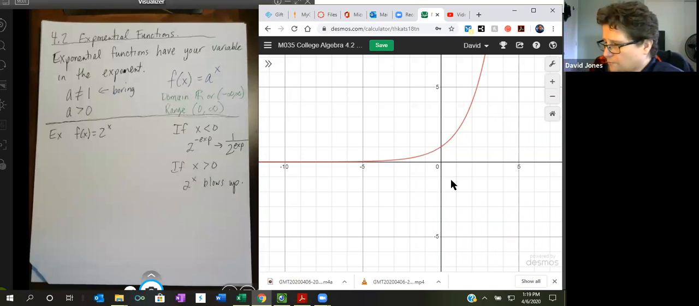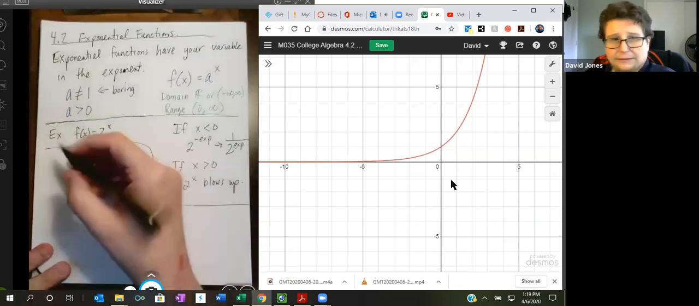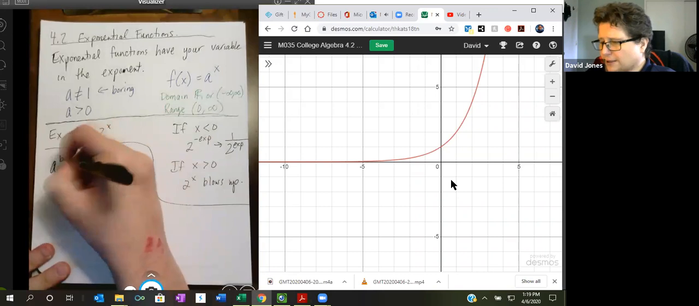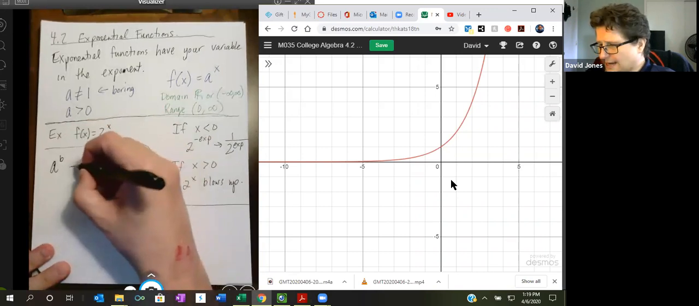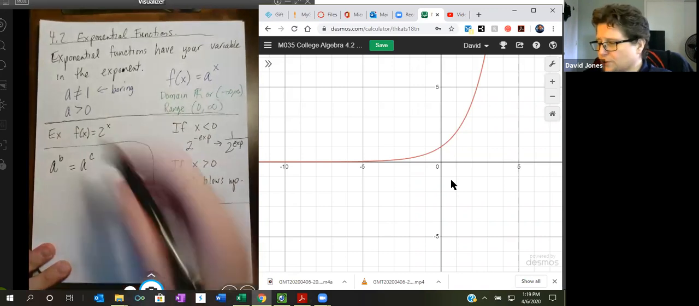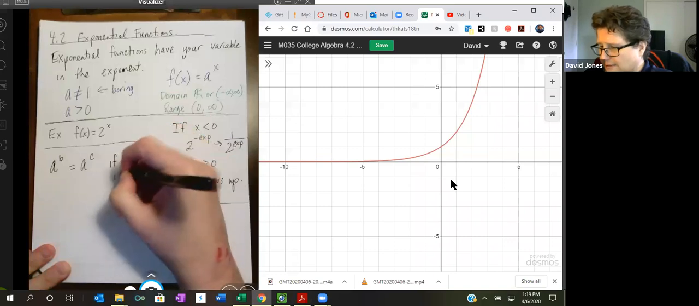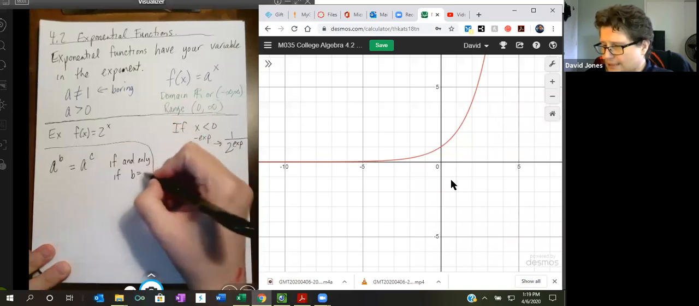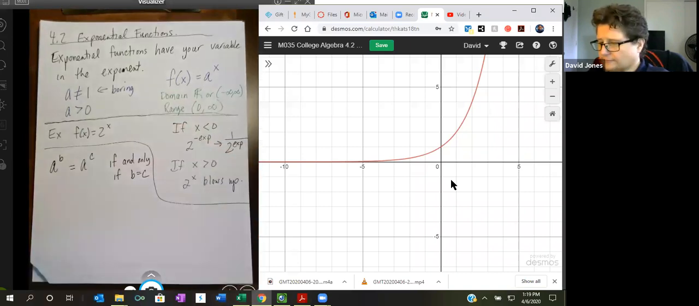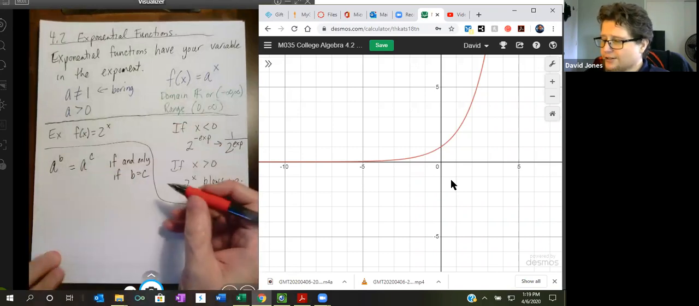We have some other properties that must apply. So we'll come back to this example in a second. Let's go back to a. If we have a to the b power and it equals a to the c power, that can only be true if and only if b equals c. Which makes sense. If the bases match, the exponents match.